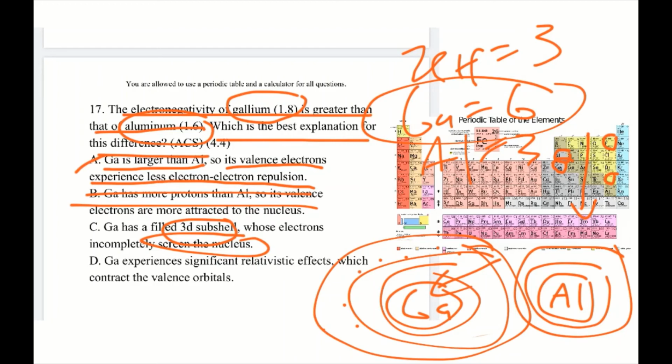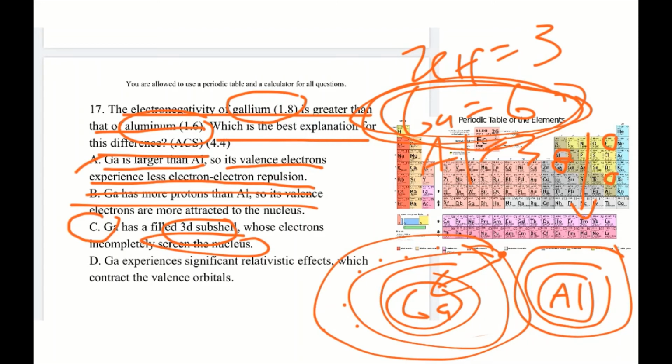And you might be wondering, well, the electrons in gallium are farther away, so shouldn't they be less attracted? Well, although they're farther away, the Zeff for gallium is much higher than normal, and because of that, that Zeff overcomes the increased distance from the nucleus, and therefore gallium has a slightly higher electronegativity than aluminum. So I'd say C is a perfect answer.